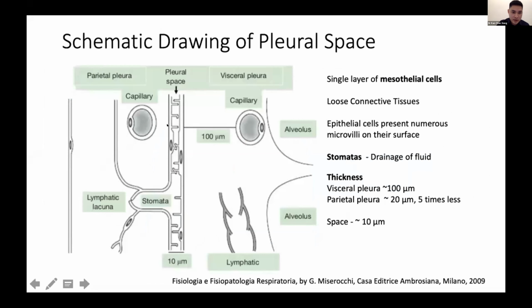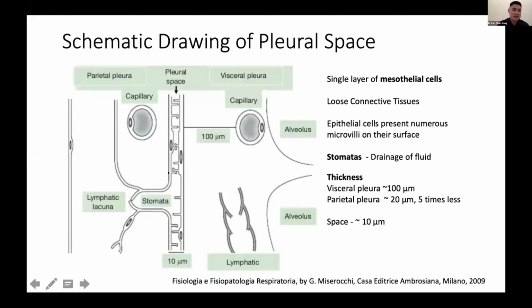Now, a pleura consists of a single layer of mesothelial cells, which lies on a sheet of loose connective tissue. This tissue consists of collagen, elastic fibers, and cells with the characteristics of fibroblasts. You have capillaries and lymphatic vessels, and also nerve endings as well. Now, on the surface of these mesothelial cells, you can see a lot of microvilli. It helps increase the surface area for the absorption of the fluid.